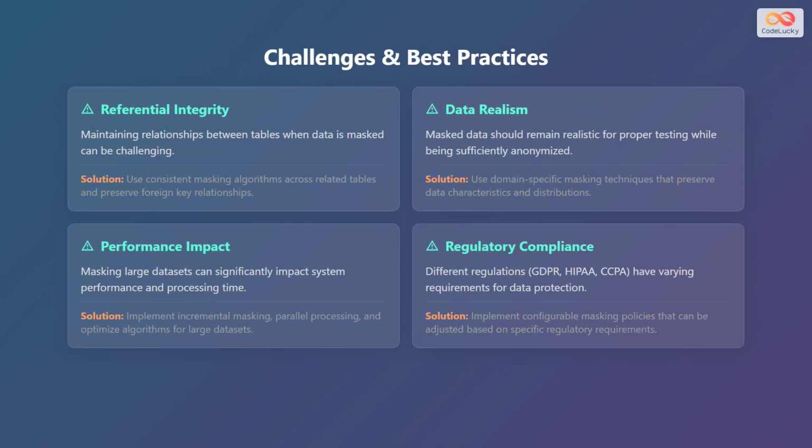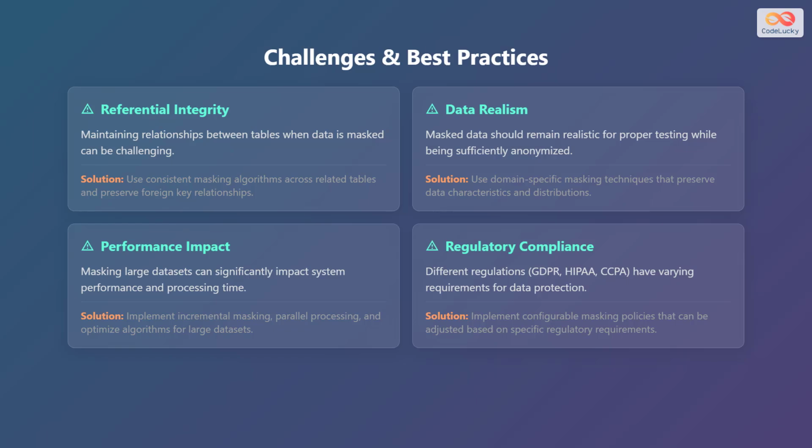While data masking is a powerful tool, there are challenges to overcome. Maintaining referential integrity, which refers to the relationships between data in different tables, can be challenging. To solve this, use consistent masking algorithms across related tables and preserve foreign key relationships. Another challenge is maintaining data realism. Masked data should remain realistic enough for proper testing while being sufficiently anonymized. The solution here is to use domain-specific masking techniques that preserve data characteristics and distributions.